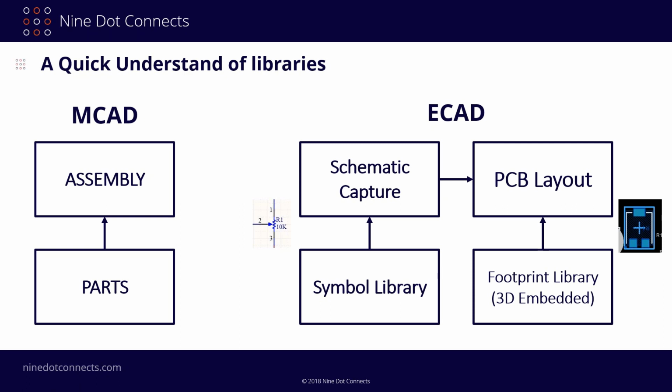And later on, once we're done with this information, we push it to the PCB layout side. This is where we start drawing the physical aspects of the PCB. And you can see over here that we now require something called a footprint library. So here's the footprint equivalent to what this symbol looks like here.